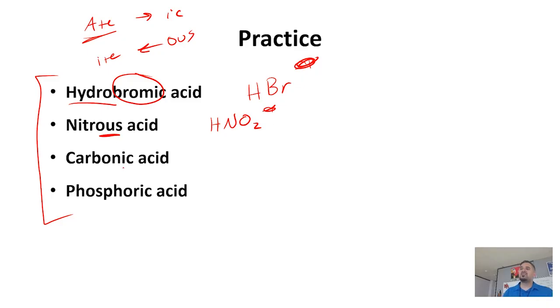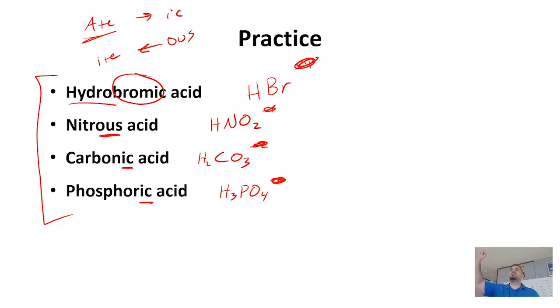All right, next one is carbonic acid. So carbonic, what are we looking at here? Carbonate. What's the formula? CO3. What's the charge? How many hydrogens? Man, that's easy, right? All right, next one is phosphoric. What are we looking at here? Phosphate. What's the formula? What's the charge? How many hydrogens? All right, and then there's your formula right there.